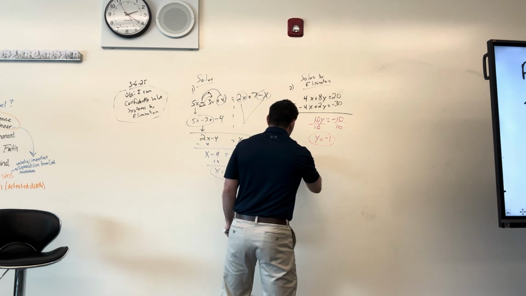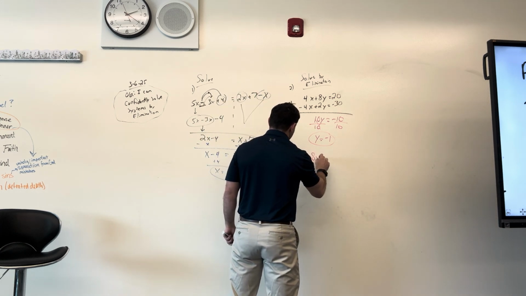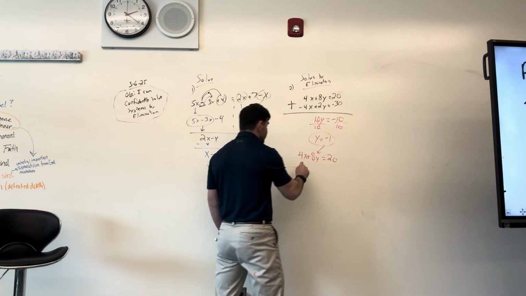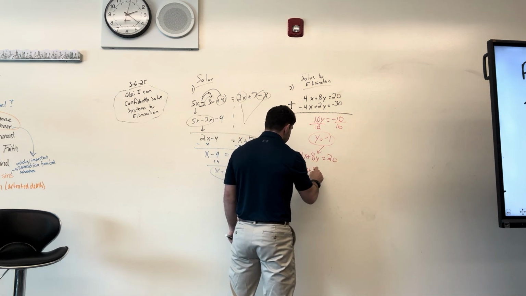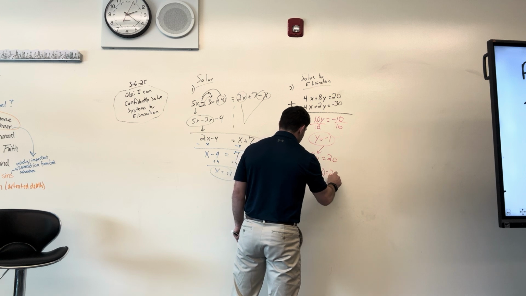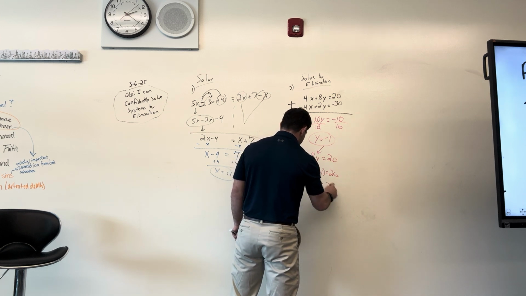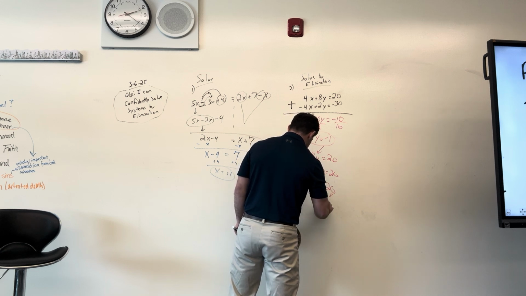From there, we are going to choose one of the equations. It does not matter which. Y is negative 1, so it goes in for y. 4x plus 8 times negative 1 equals 20. It leaves me 4x minus 8 equals 28. I add 8 to both sides. 4x equals 28. We divide by 4, x equals 7.